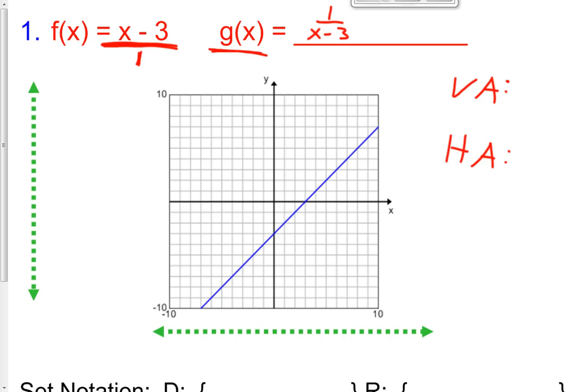So now that we have this, what is our vertical asymptote? It's when the denominator equals 0, which is when x equals a positive 3. So when x equals 3, there we have our asymptote.